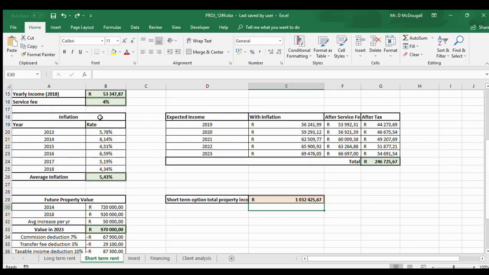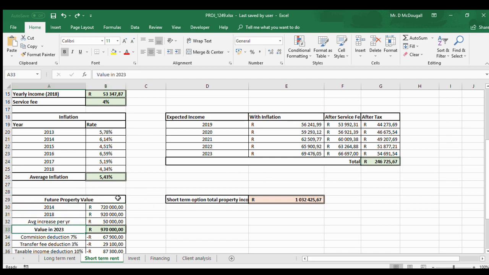This was done using rates from previous years on SARS's website and calculating an average inflation rate. This was used in conjunction with the previously calculated yearly income of 2018 to calculate inflated values for 2019 through 2023. After that, service fees were deducted from each of the years, as well as a tax that the engineer could expect. A total of the taxable data, or the taxable results, was calculated, and that could be seen as one of the results of this option.